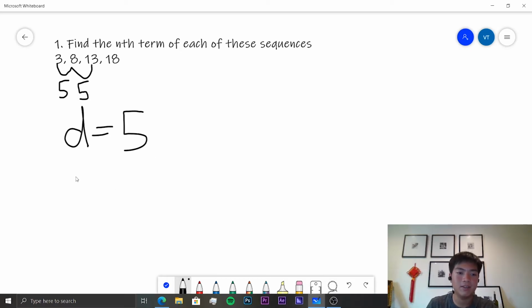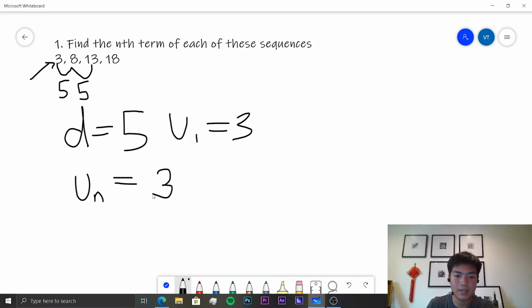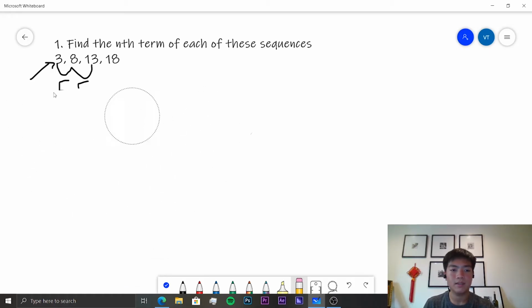So now we just have to find the general nth term. We know that it's going to be the first term, which is actually 3. We already know it. So the first term is 3, and the common difference is 5. So we know that the nth term must be 3 plus (n minus 1) times 5. It's as simple as that. So that's the first question done. Now on to the next question.